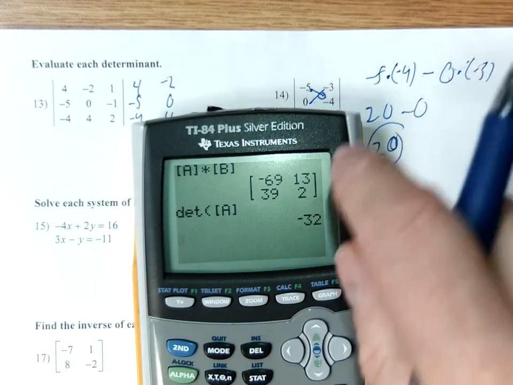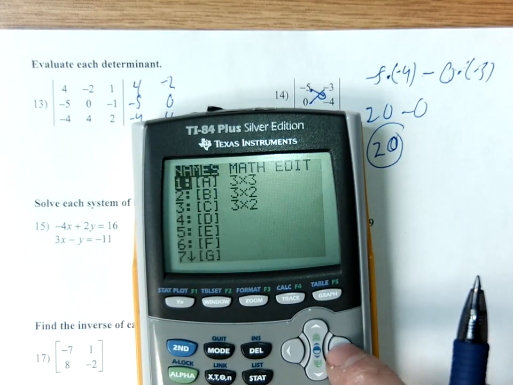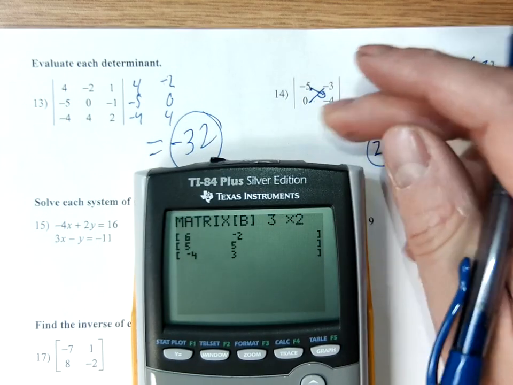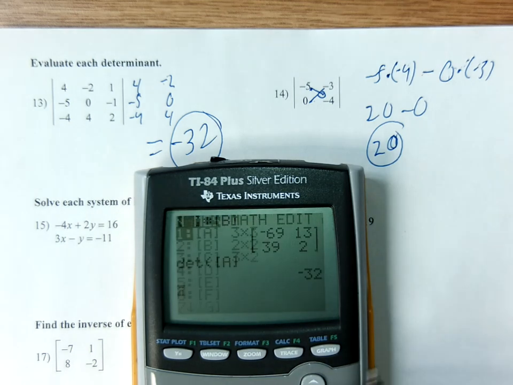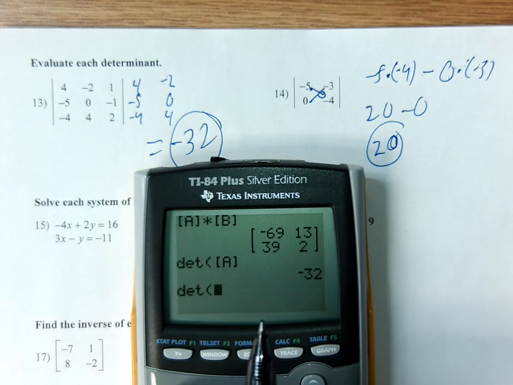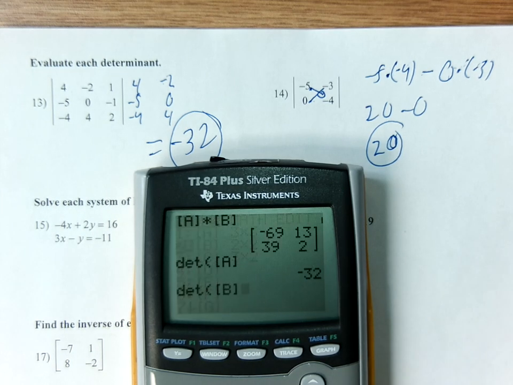And I could have done the same thing on that other one. Second matrix. Edit. Let's put it in for B. 2 by 2, negative 5, negative 3, 0, and negative 4. And then you're going to do matrix math determinant of B to get 20.